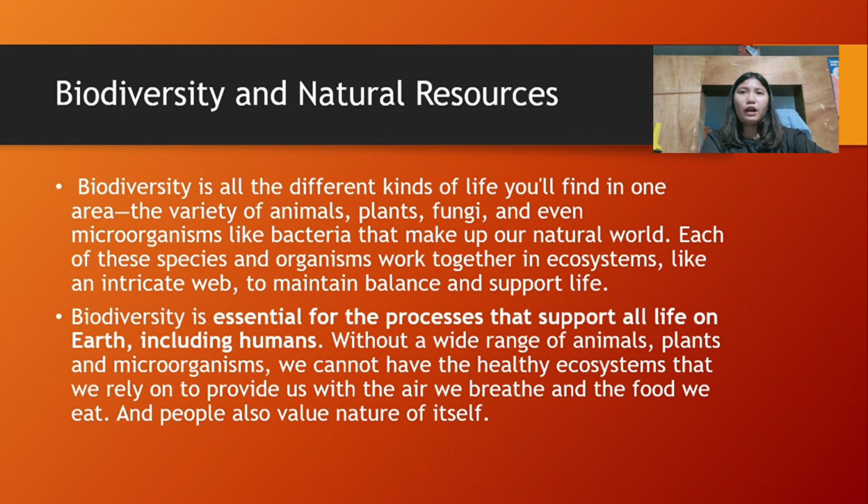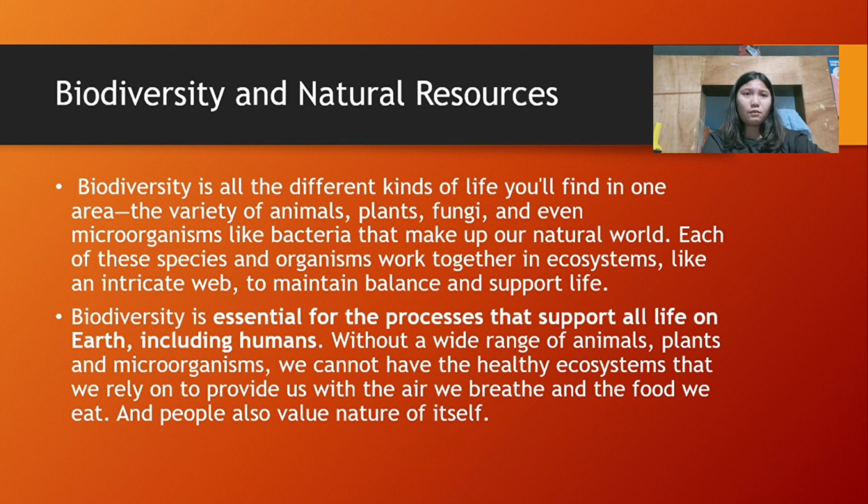And lastly, we have biodiversity and natural resources. Biodiversity is all the different kinds of life you'll find in one area. That variety of animals, plants, fungi, and even microorganisms like bacteria make up our natural world. Each of these species and organisms work together in ecosystems like an intricate web to maintain balance and support life. And biodiversity is essential for the processes that support all life on Earth, including humans.